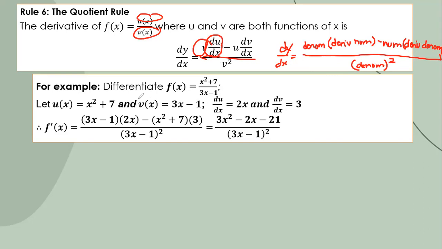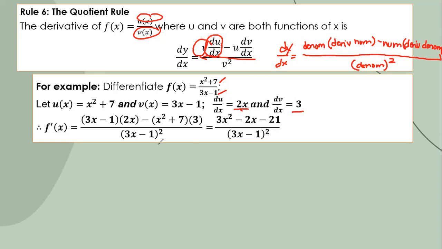So, for example, we have differentiate f of x is equal to x squared plus 7 over 3x minus 1. So, this is the numerator function, the denominator function. So, u of x is equal to x squared plus 7 and v of x is equal to 3x minus 1. The derivative of each is 2x tapos 3.